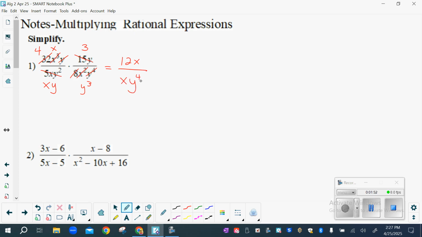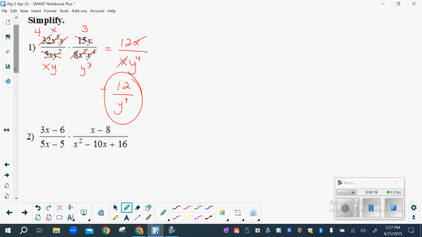Now we want to look to see if there's anything up and down that we can cancel. There's an x that's in common on both, isn't there? So we can cancel out an x and an x. So this is 12 over y to the 4th. Does that make sense? Okay, next one. So that was all multiplication.